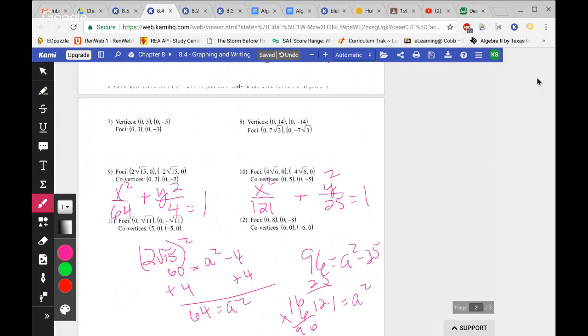And with the hyperbolas, it's position that tells you where it is. And whatever is in that first position is going to tell you whether it opens vertically or horizontally, determining whether it's an x squared or y squared value. And that's also where the foci is going to be.